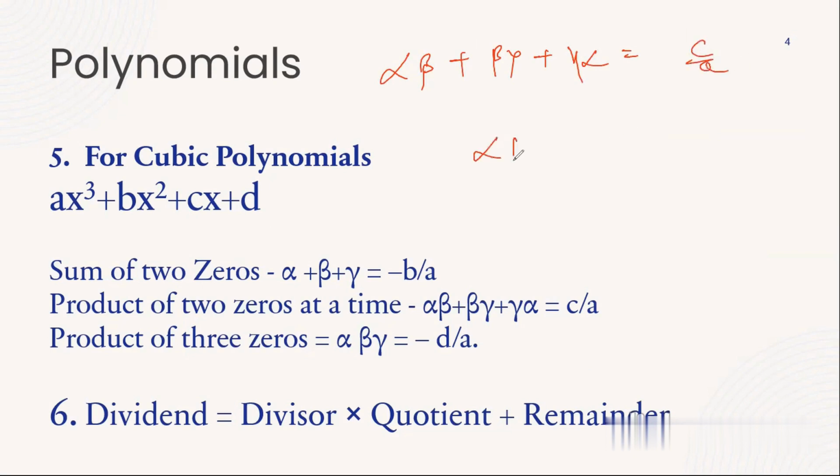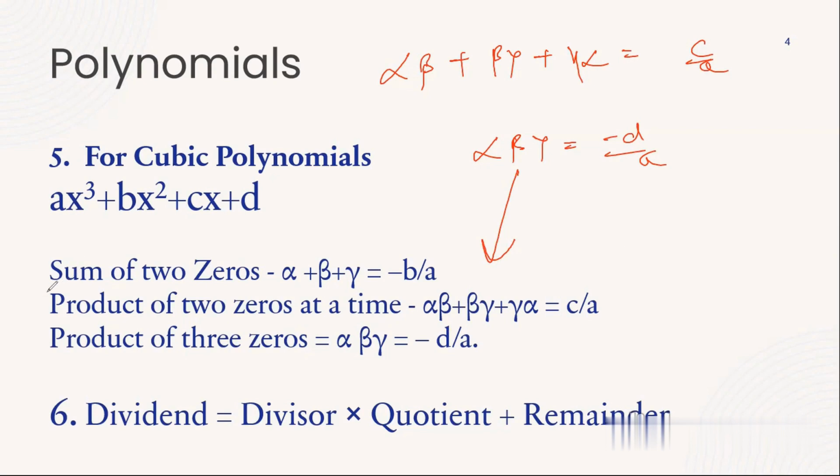Then third is the product of the three zeros at a time. So that is minus d by a. So that is the formula for the cubic polynomial. Please remember this. Again, a verification question will come, or they can ask you to make a quadratic polynomial, right?